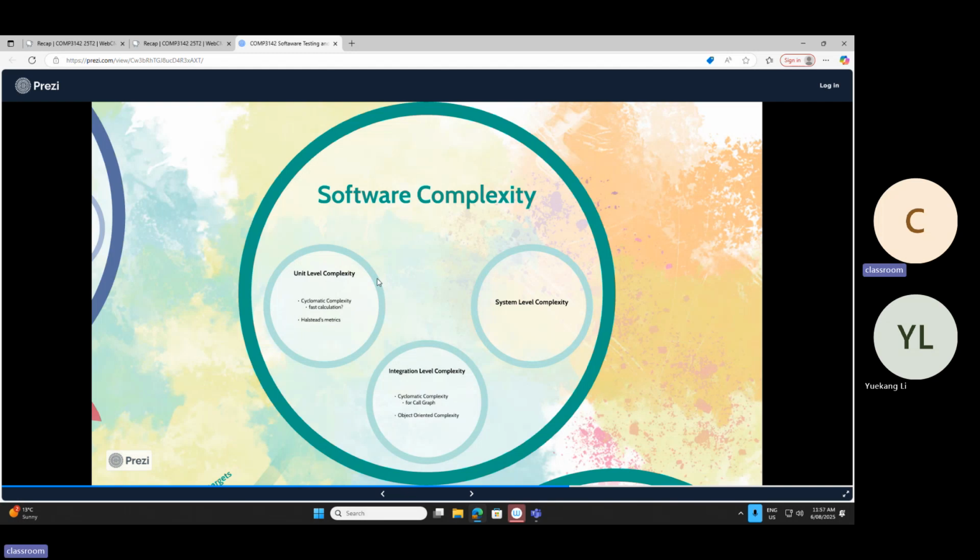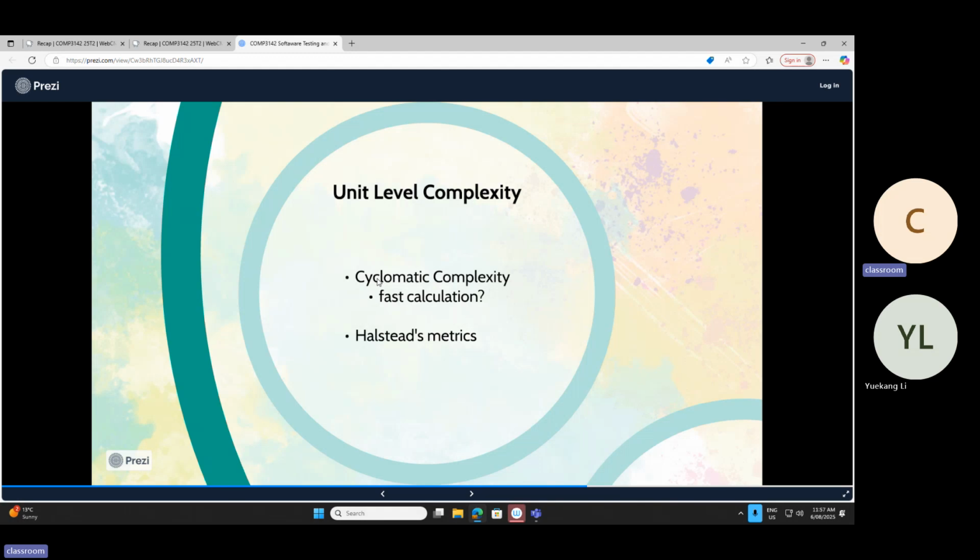So the first concept we learn in the second half of the term is software complexity. Software complexity is useful for testing because normally we assume that the more complex a piece of software is, the more likely it is to be buggy. So that's why we learn software complexity. And just like coverage, there are different metrics for counting or measuring software complexity.